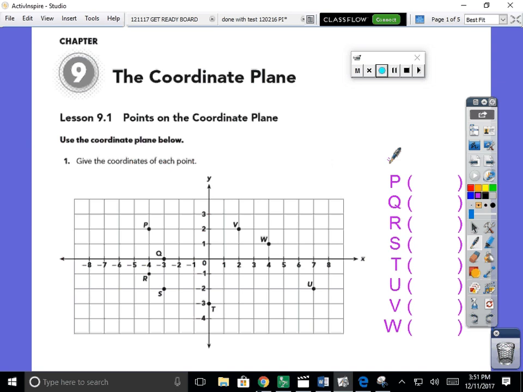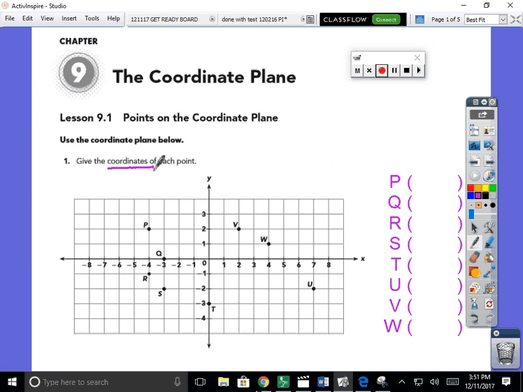Here we're taking a look at the coordinate plane. We've really been talking about how to use the x coordinate to move to the right or to the left on the coordinate plane, and the y coordinate to move up or down. So if you look at this first example on homework number 7 that we just sent home, students are supposed to give me the coordinates of each point. So we're looking for coordinates here.